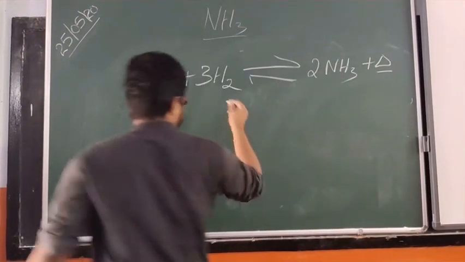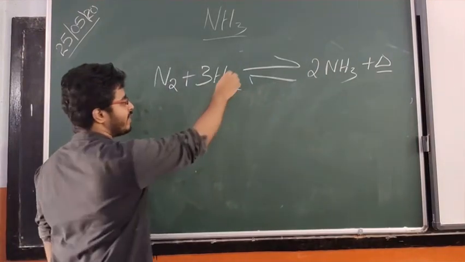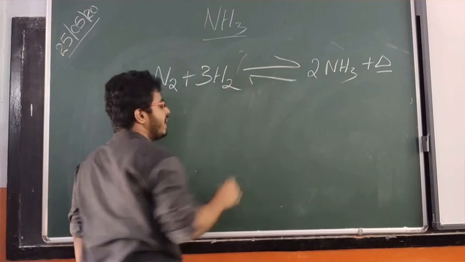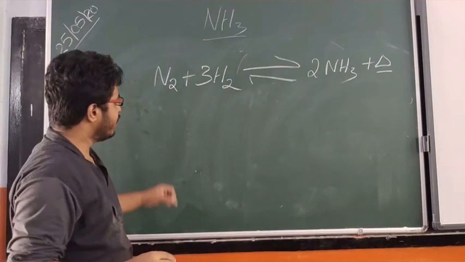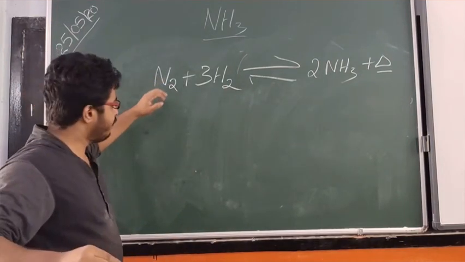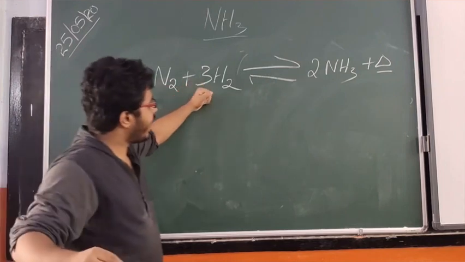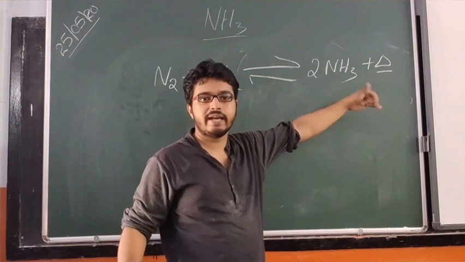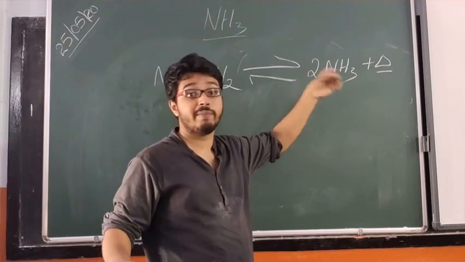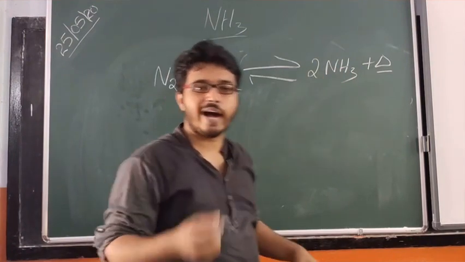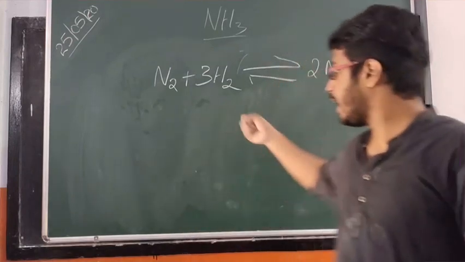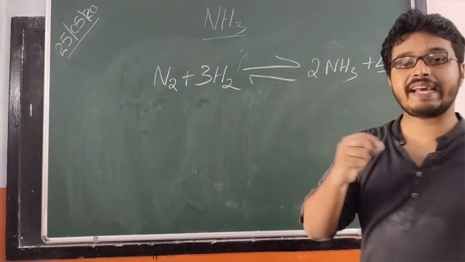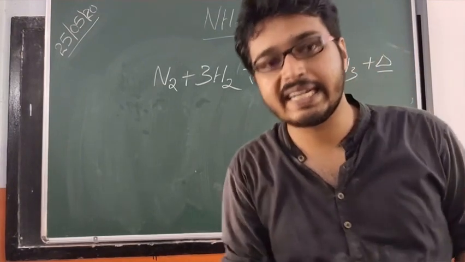So I can write this. What does this reversible arrow indicate? It means that at the same time, nitrogen and hydrogen may react to form ammonia and heat. Energy will be released, so it is an exothermic reaction. So at the same time, when nitrogen and hydrogen react to form ammonia and liberate heat, there can also be one more possibility, that is this.